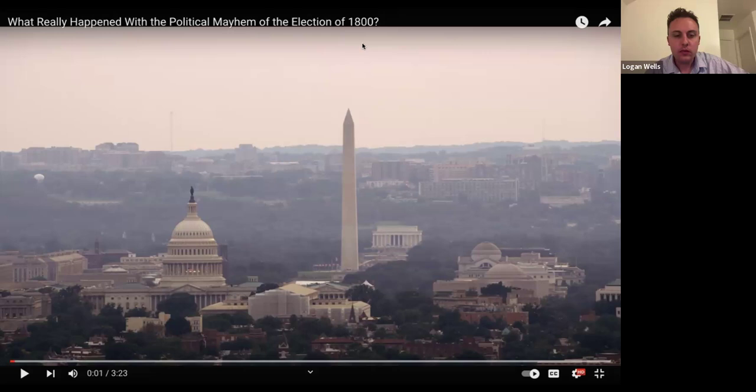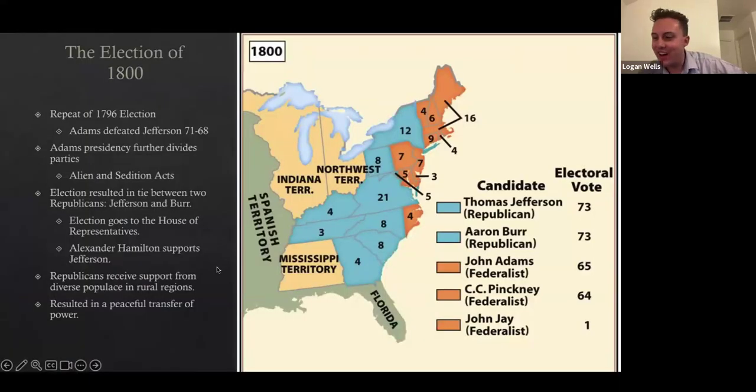Now, it should be noted that part of the reason why Jefferson won was because Hamilton actually threw his support behind Jefferson, right? Hamilton didn't like Jefferson. They were bitter rivals, but he hated Burr more. He called Aaron Burr an embryo Caesar, someone who would become a dictator. And he called him the most unfit man in the United States for the office of president, according to what Hamilton said. But it resulted in a peaceful transfer of power, right?